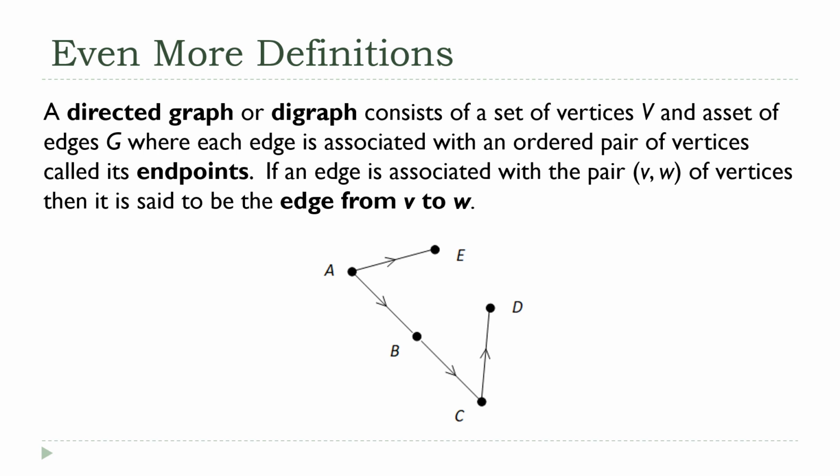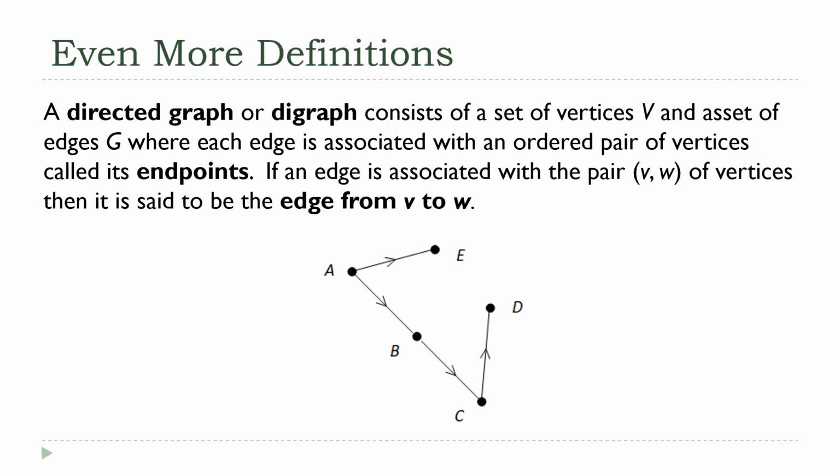So we have a variation on a graph here. This is what we call a directed graph or a digraph. It's very similar to a regular graph. It consists of a set of vertices and a set of edges. But in this case, each edge is associated not just with a pair of vertices, but with an ordered pair of vertices that are called its endpoints.